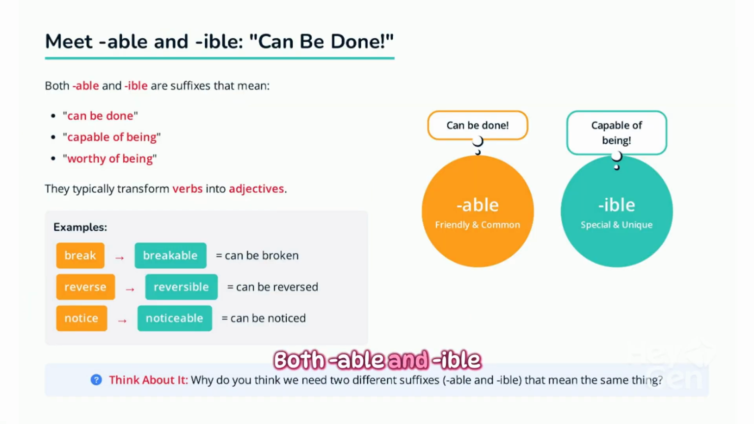Both able and ible suffixes mean can be done or capable of being, transforming verbs into adjectives. For instance, break becomes breakable, meaning it can be broken, while reverse becomes reversible, meaning it can be reversed. The suffix able is more common and friendly, whereas ible is special and unique.